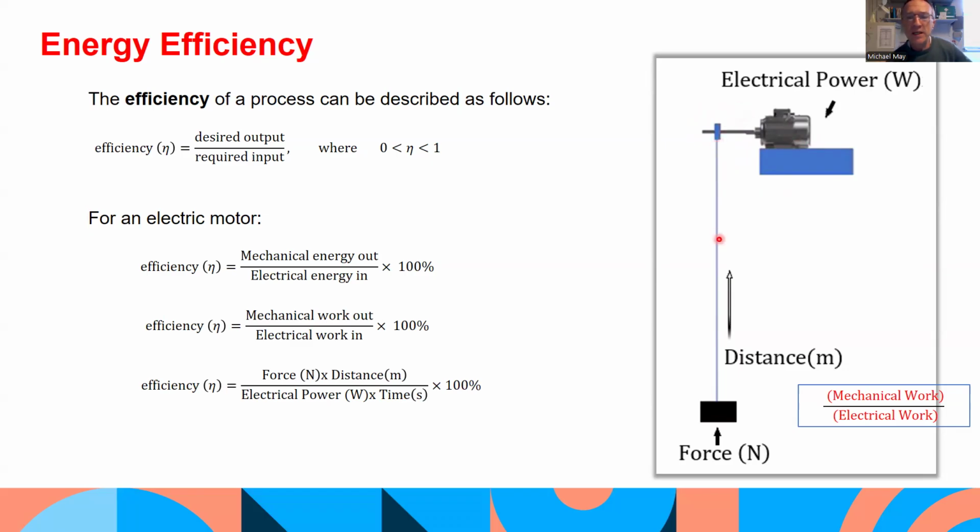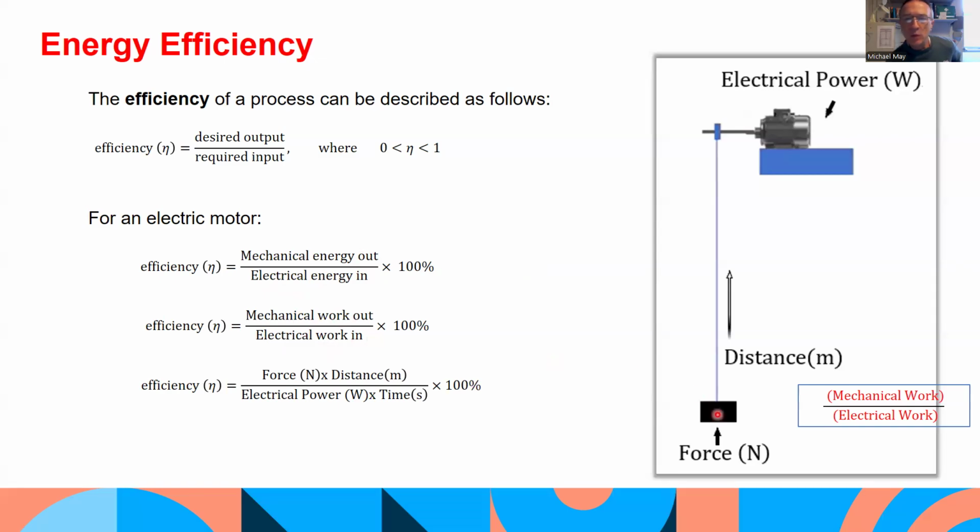So in this particular case, we're going to look at the mechanical energy out over the electrical energy in. We'll get a ratio that's between 0 and 1. We multiply it by 100 to get it into a percentage. So we can also express it in terms of work: the mechanical work out over the electrical work in.